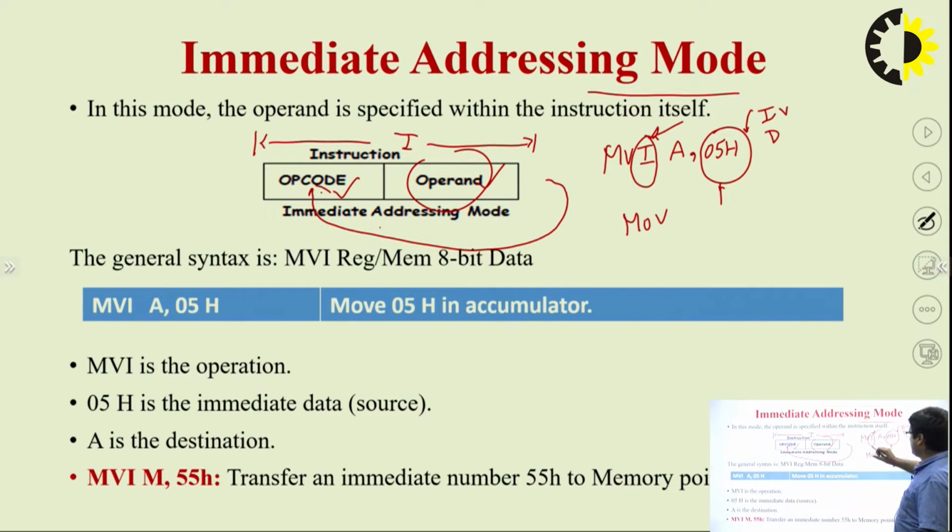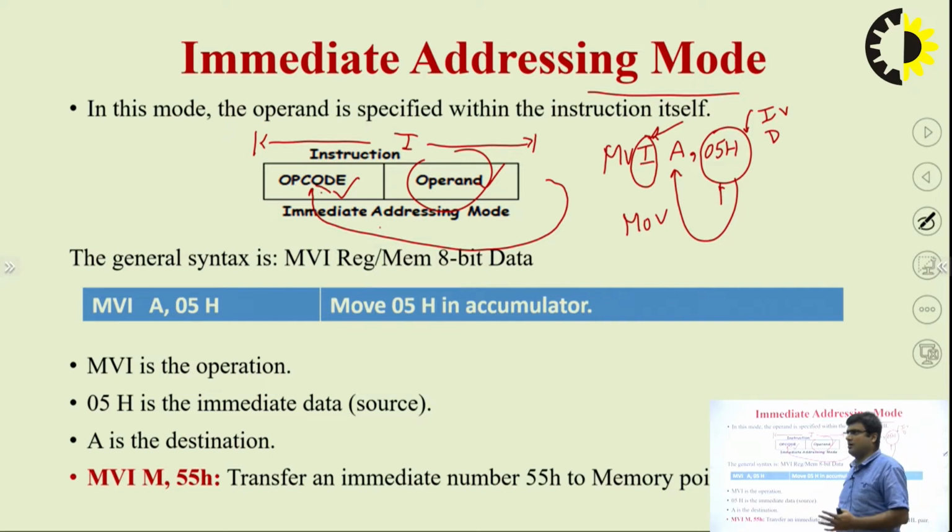So through this instruction, we are moving the 8-bit value, that is 05H, into the accumulator register. Accumulator is a register. You have seen that in any microprocessor or microcontroller, the accumulator is included by default, because it is associated directly with the arithmetic logical operations. So whatever arithmetic logical operations we are doing, we have to include the accumulator register by default.